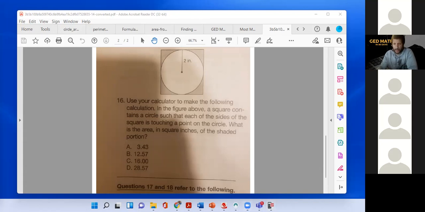Do we need to find the area of the circle first? Okay, so first of all, we should identify what's given first. That's how we want to start off. So what do we know from this? We have a circle and we have a square. Right. But what do we know? What information do we know from that circle and square?